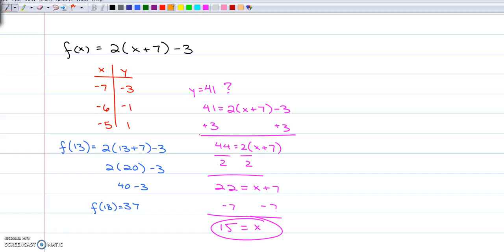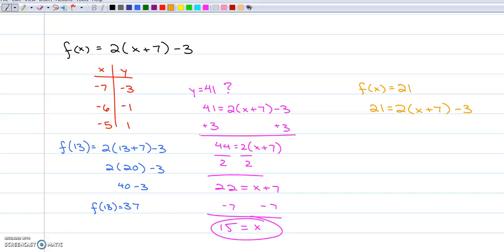Okay, let me go ahead and ask you one more. What if I say something like, instead of a y, what if I said f of x equals 21? If I say that f of x equals 21, again, I'm just telling you what the y value is. It still says x in the function. That means I still don't know what x is. So how can I figure that out? What I'm going to do is I'm going to take the 21. I'm going to put it in where the y is and solve it for this x value.